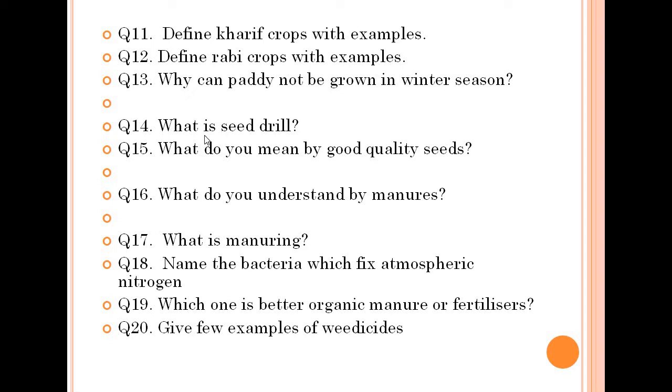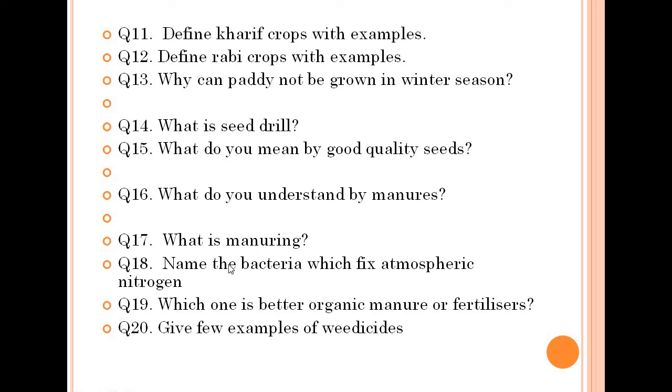Question number 14. What is a seed drill? A seed drill is a machine that is used for sowing seeds. What do you mean by good quality seeds? Good quality seeds are those seeds that develop into healthy plants. What do you understand by manures? Manures are organic substances that are prepared in factories. What is manuring? The process of adding manure is known as manuring.